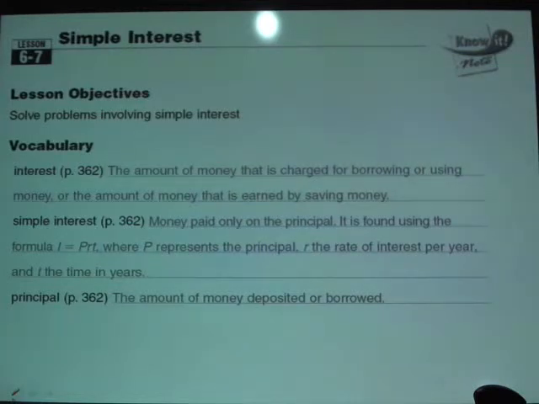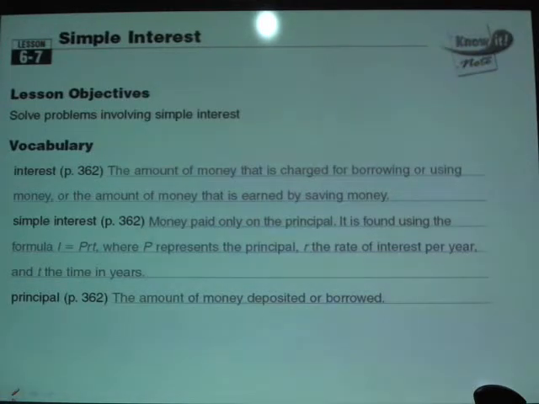Chapter 6, Section 7 in the 7th grade textbook is entitled Simple Interest. This is a real-life application of what we've been doing with solving equations, in that we're working with the interest formula. Interest, as you can see, is formally defined as the amount of money that is charged for borrowing or using money, or the amount of money that is earned by saving money.